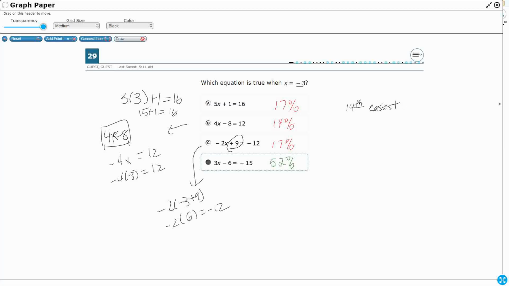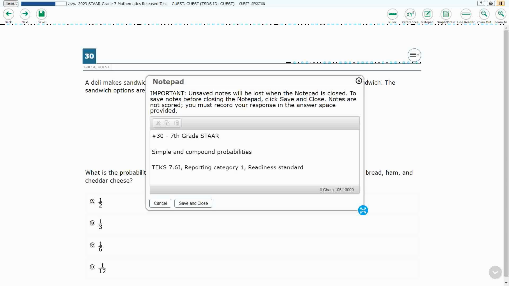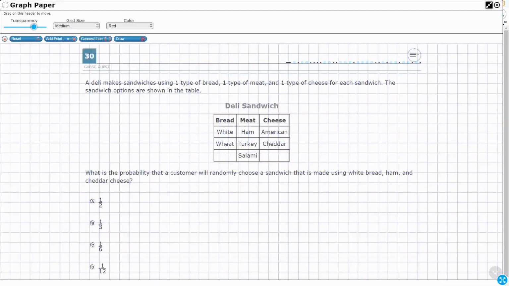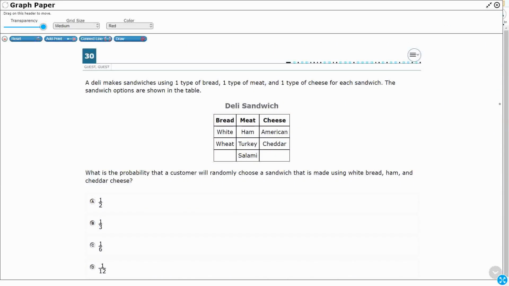For number 30, we are looking at simple and compound probabilities. This is TEKS 7.6i, a readiness standard in reporting category 1. So we're making some deli sandwiches here, and it looks like we've got a few different options. We've got a bread option, a meat option, and a cheese option. So this is a compound probability because there is more than one layer here. You've got 3 layers. You can get a bread and a different cheese and a different meat altogether.